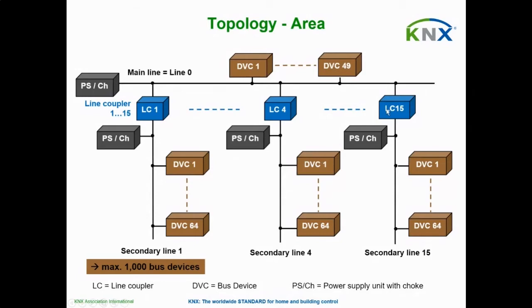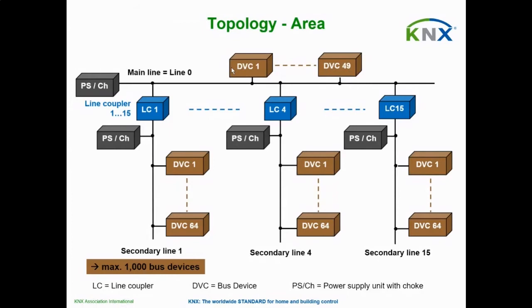The maximum number of lines we will have in an area is 15. It's always 15. We can have 64 devices per line. So 15 times 64. And we can have up to 49 devices connected to the main line as well. So that's important to remember. We have a power supply on the main line, and it can supply the KNX devices connected to the main line. So this is very handy.